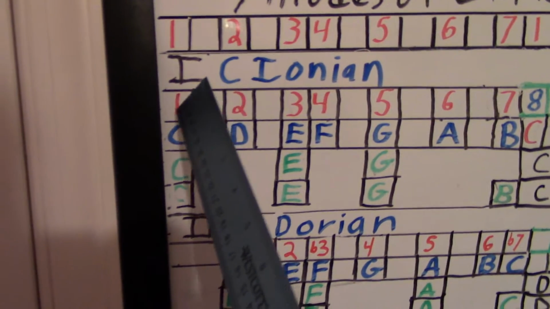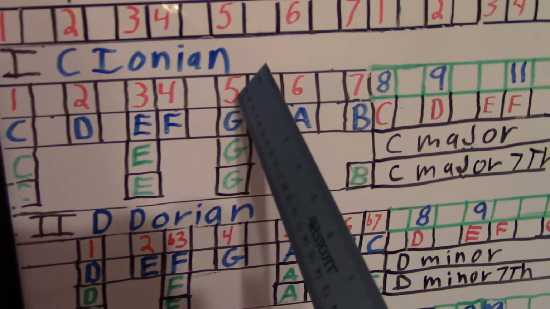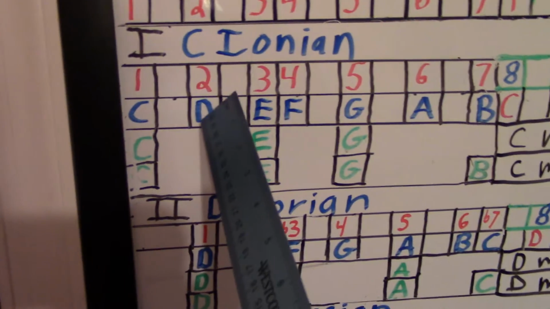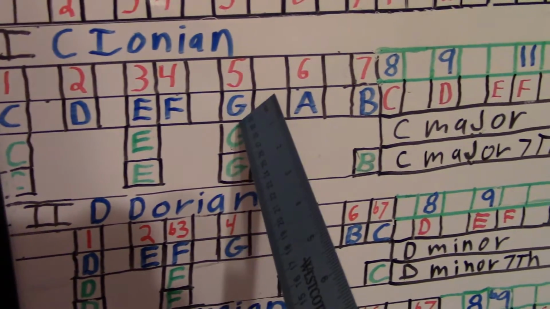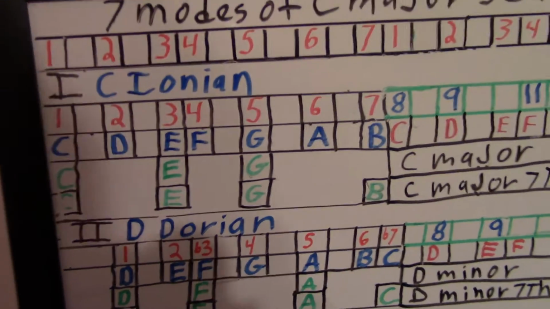Now the first mode, Roman numeral 1, is C Ionian. You have the first interval, second, third, fourth, fifth, sixth, and seventh interval, with the notes C, D, E, F, G, A, and B. That makes up C Ionian.